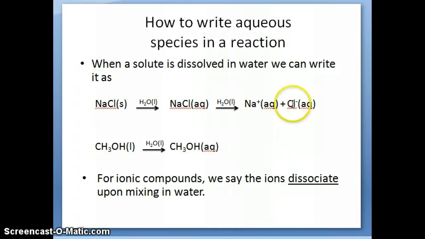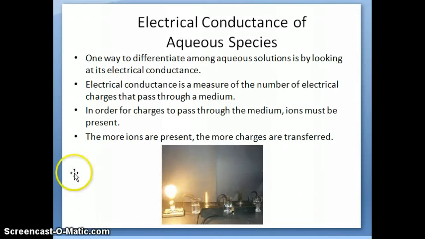upon mixing with water. So dissociate is a word that you want to keep in your vocabulary, because that's one of the things that we would say when an ionic solute is dissolved in water. So a long time ago, when people were still studying electricity, they realized that one of the things that you can use to differentiate the different types of solutes in an aqueous solution is by measuring its electrical conductance.